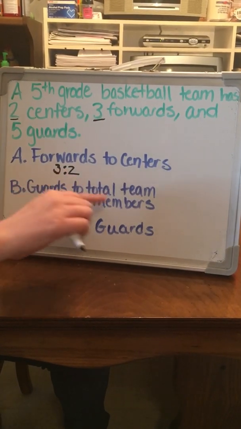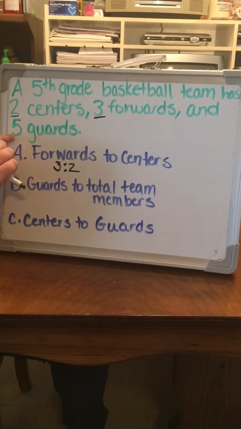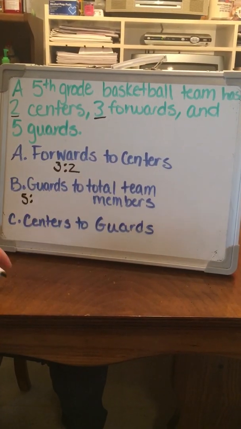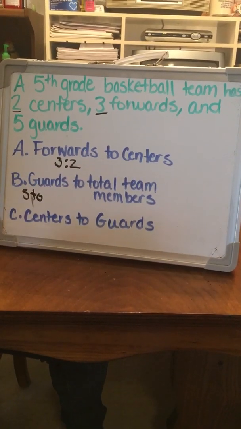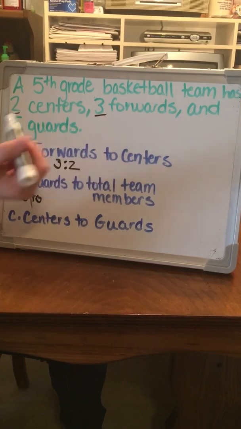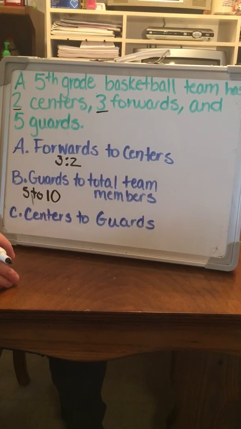Now let's do guards to total members on the team. Well, how many guards are there? There are 5 guards. Let me write it this way so you can see another way to write it. 5, 2. And then how many total players are on the team? Well, there's 1, 2, 3, 4, 5, and then plus 5 more. There's 10. So this is a 5-to-10 ratio.